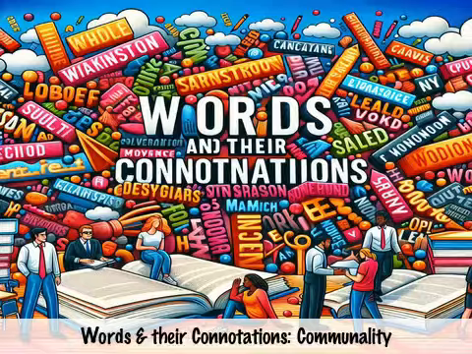Chipko movement. In the 1970s, the Chipko movement in Uttarakhand saw villagers, especially women, hugging trees to prevent deforestation. This grassroots environmental campaign highlighted the power of community action and collective responsibility towards nature.